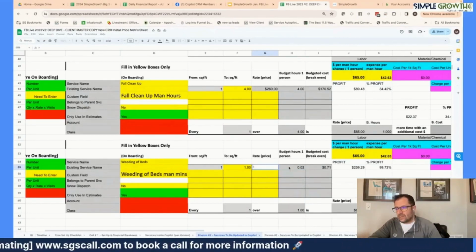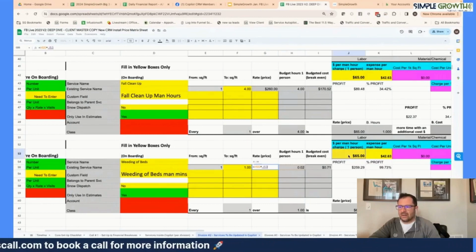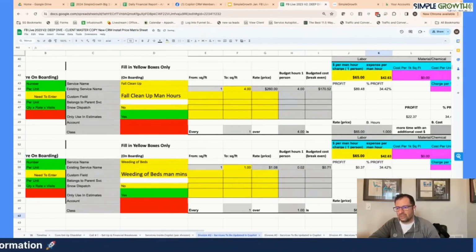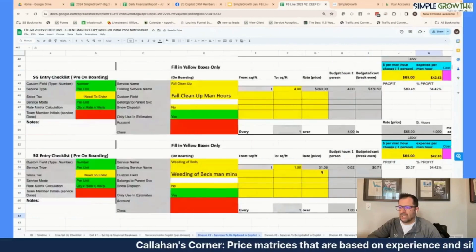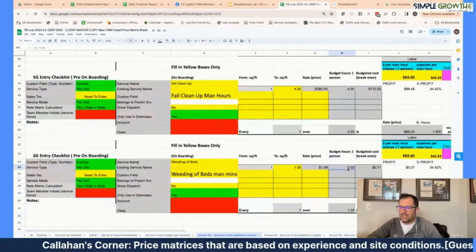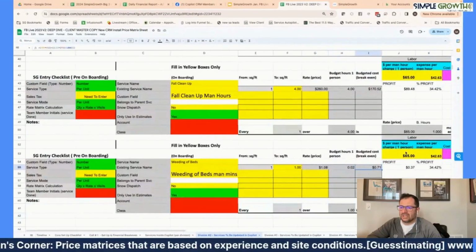So each minute, this times our $65 an hour in Josh's scenario is $1.08. Once again, we've got our 0.02, and we're going to drive the bottom line equation so they match up. So for each minute, Josh needs to be charging $1.08. That's per minute, and it's costing 71 cents at $65 an hour.